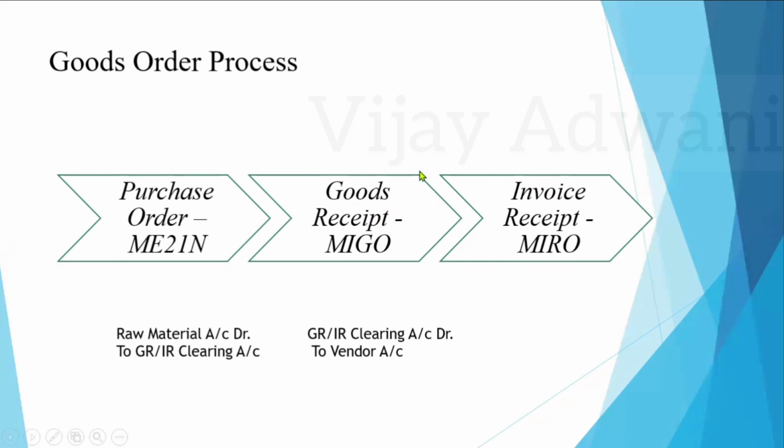So to avoid that, the procedure followed is you issue the purchase order to the vendor, the vendor sends the goods to you, you receive the goods, you enter the goods in your books of accounts through MIGO, and then finally you enter the invoice through MIRO. This is called invoice verification, goods-based invoice verification.